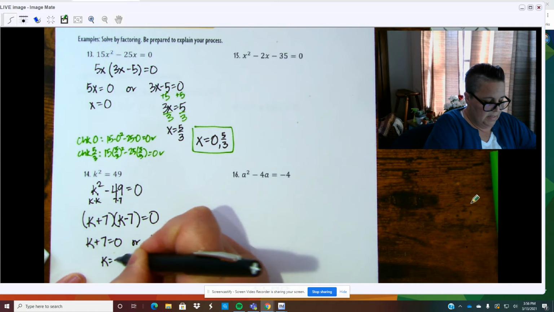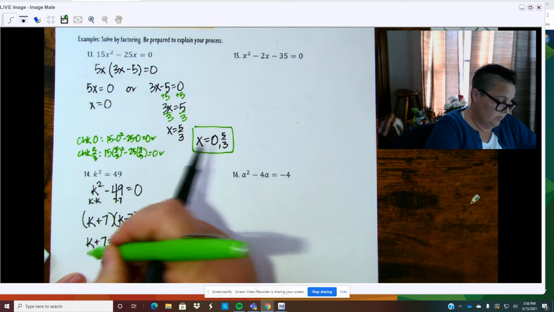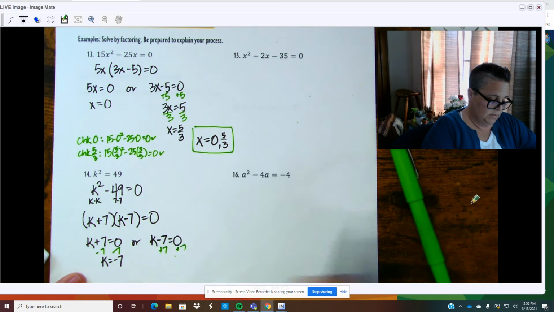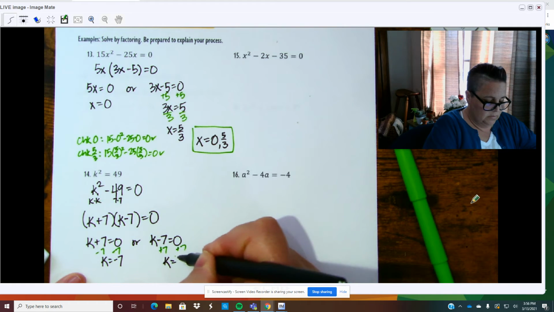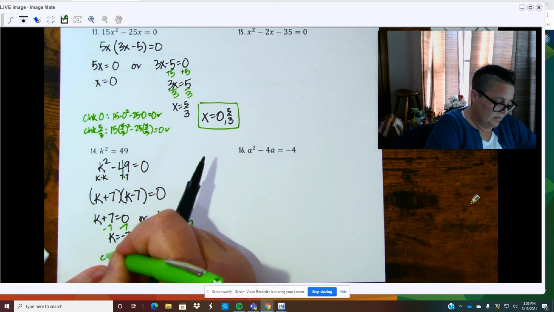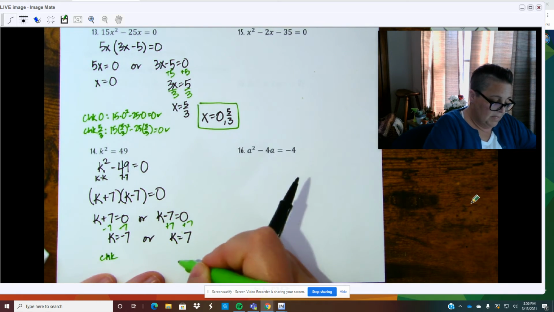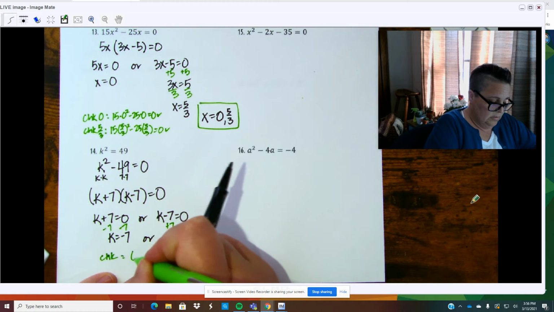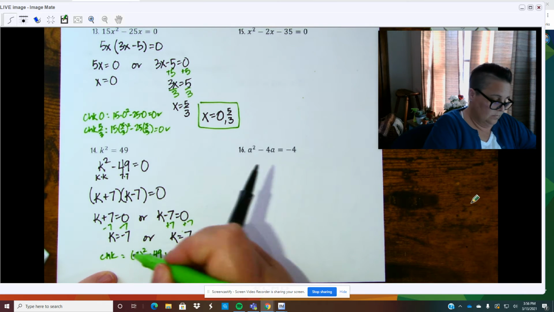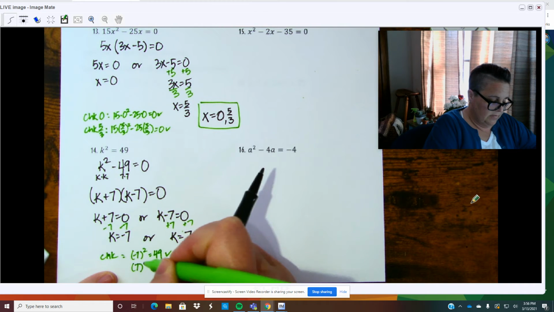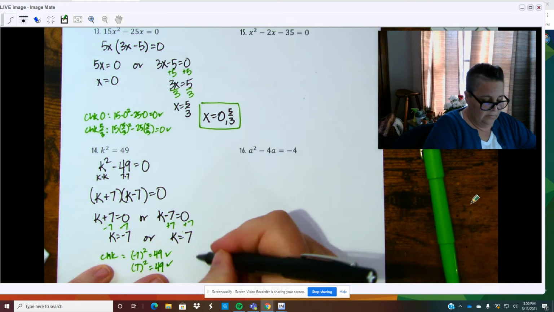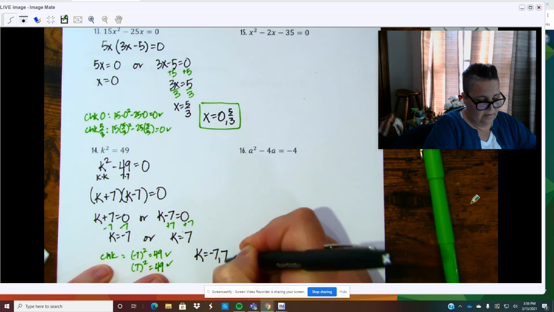So k would be a -7. I'm subtracting 7 from both sides. For the other one, I am adding 7 to both sides, or k is equal to a positive 7. I want to check both of these answers by putting them into the original equation. So if I have a -7 and I square it, do I get 49? I do. And if I have a positive 7 and I square it, do I get 49? I do. So my answer here is k is equal to a -7 or a 7.